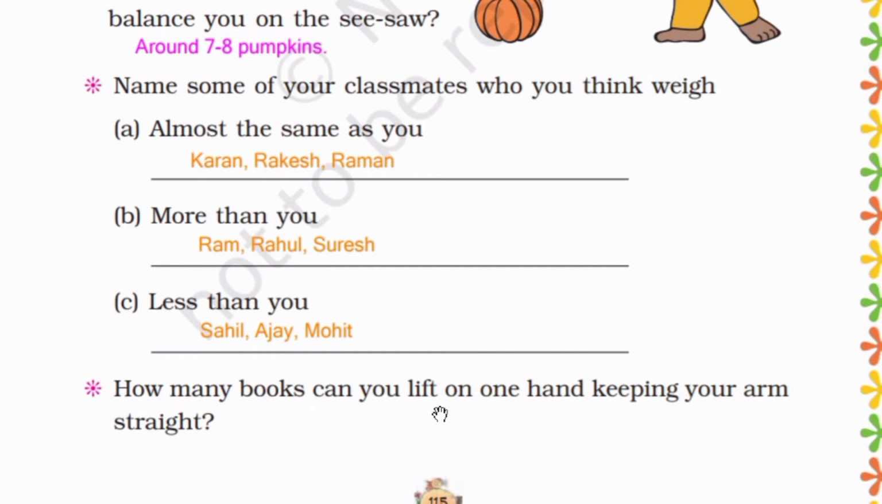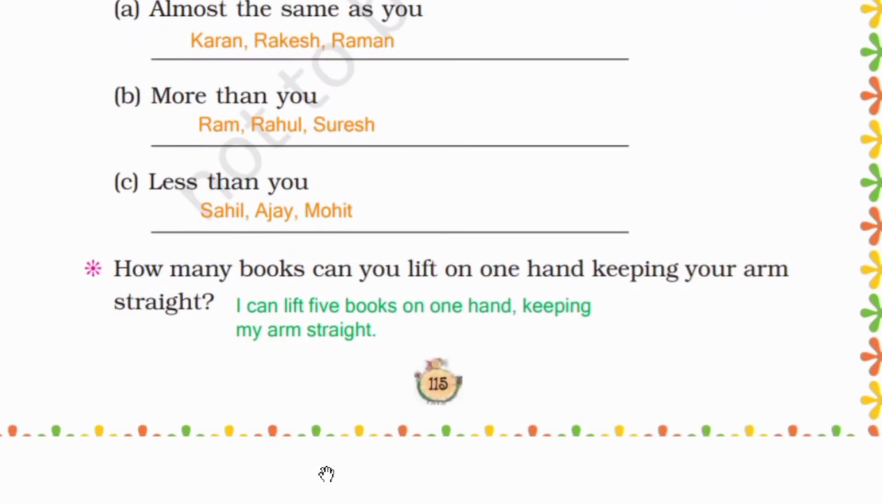How many books can you lift on one hand, keeping your arm straight? If you can lift 5 books, then you can write I can lift 5 books on one hand, keeping my arm straight. Or if you can lift 4 books, then you can write I can lift 4 books on one hand, keeping my arm straight. Now next.